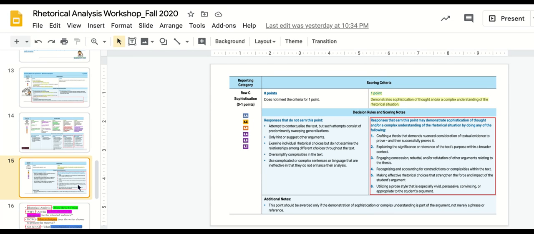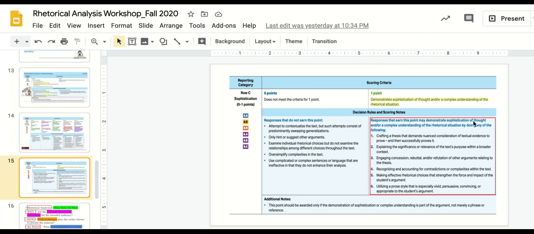And when I think about sophistication, I think about the actual style of the writing. Okay. I'm going to let you read through what does not earn you the point because you can read this. I'm going to focus on what earns you the point. So you demonstrate sophistication of thought or complex understanding of the rhetorical situation. You must know the rhetorical situation of the passage you are reading on the AP exam. And that's important because you have to be able to analyze and break the prompt down to understand the passage, which I'm going to walk you through for our first prompt this week.